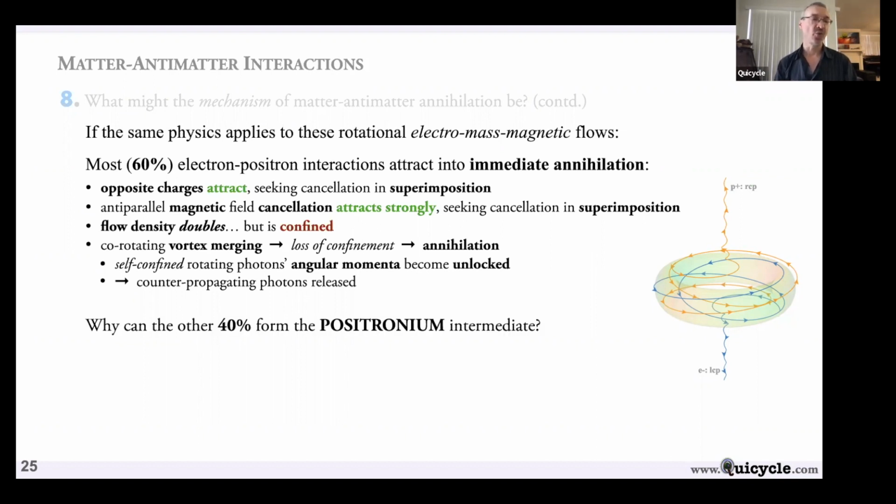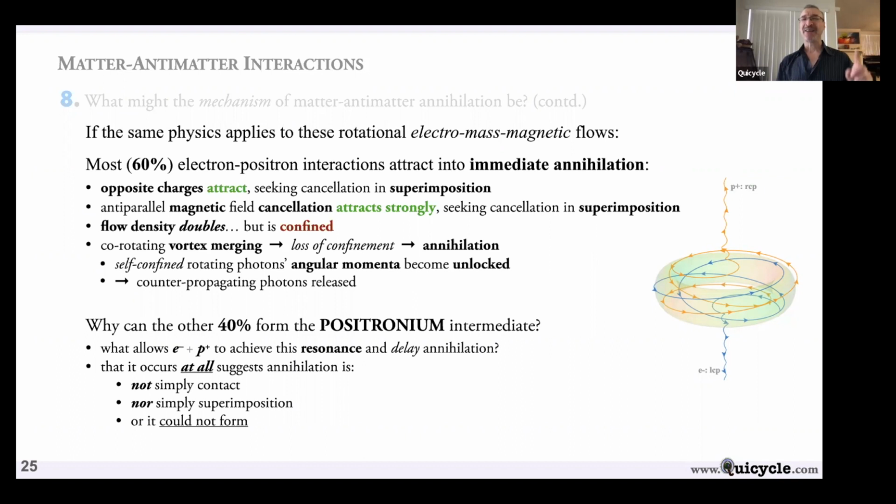So if that is true, why can the other 40% form the positronium intermediate at all? What is it about their interaction that can delay that annihilation? And interestingly enough, the fact that this positronium intermediate can exist at all seems to imply that annihilation is not simply about electron and positron coming into contact, nor is it simply about superimposition, because in the case of positronium, they are superimposed and not annihilating. So if they did annihilate straight away, positronium wouldn't be able to form at all.